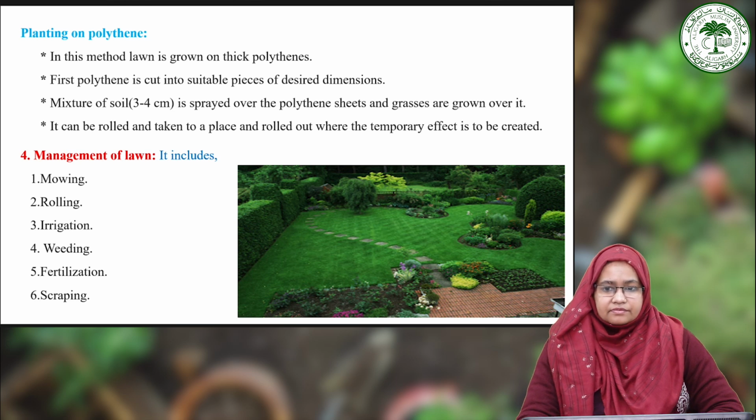Rolling the lawn helps smooth out unevenness, compact the soil and create a more uniform surface. Irrigation ensures that the lawn receives sufficient water to sustain healthy growth, especially during dry periods, and weeding removes the weeds and prevents competition for nutrients and space, ensuring that the grass remains healthy and lush. And application of fertilizers provides essential nutrients to the grass, promoting vigorous growth and vibrant green color.